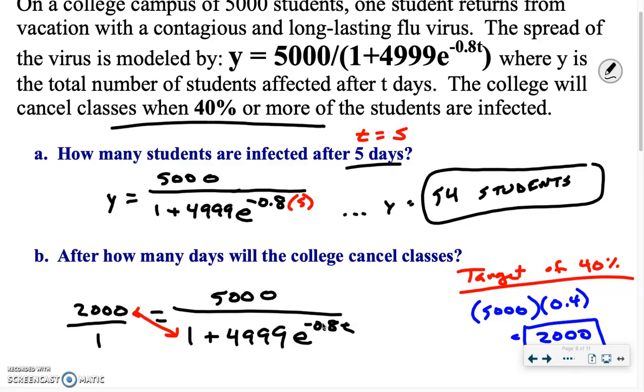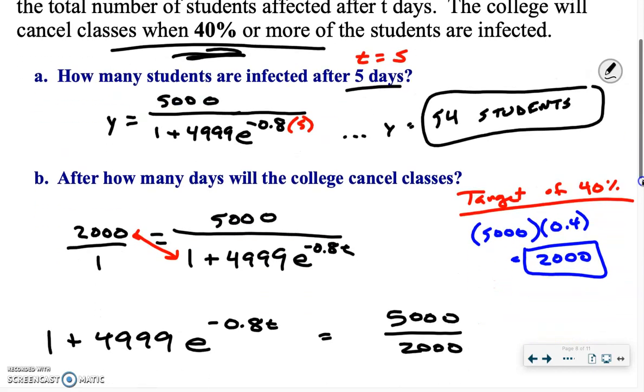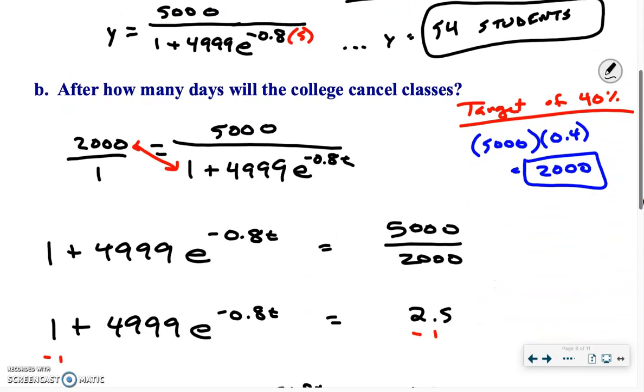the key here is where it said that the college will cancel classes when 40% of the students are infected. So here in part B, after how many days will the college cancel classes? Well, they're going to cancel classes once we hit 40%. So what we had to do then was figure out, well, what is the target? What is 40%? If the total student population was 5,000, 40% of 5,000 is 2,000.